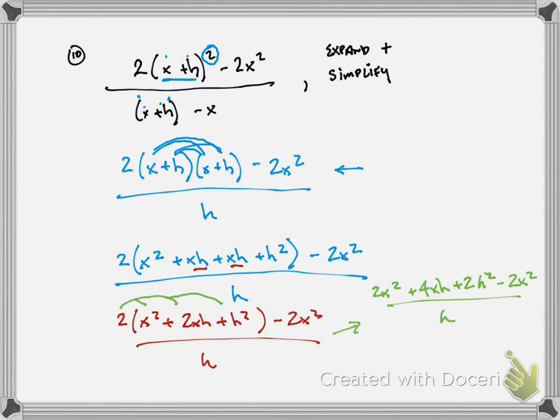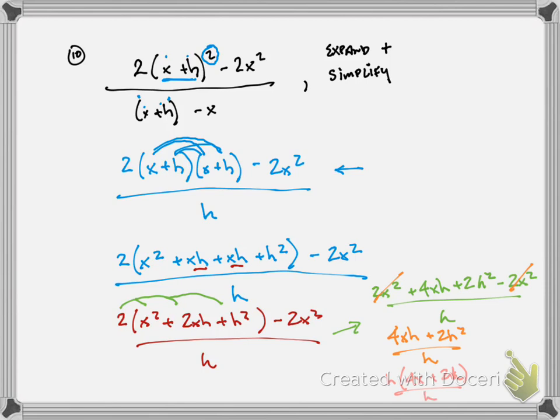And we can combine like terms. So 2x squared and negative 2x squared is 0. Leaves us with 4xh plus 2h squared over h. Last but not least, we can factor an h out of the numerator. H times the quantity 4x plus 2h over h.